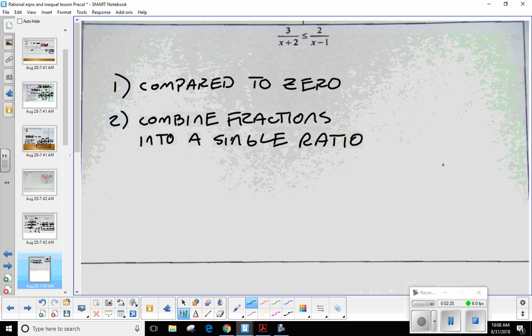Okay, so there's two things I need to take care of for this one. So 3 over x plus 2, I'm going to go ahead and subtract the 2 over x minus 1. Okay, and now we're less than or equal to 0. So I've taken care of the first part. It's got to be compared to 0 because that's telling you, do we want the negative or the positive intervals we were referring to on Wednesday? And here, what would we want? We'd want the negative. That's exactly right.